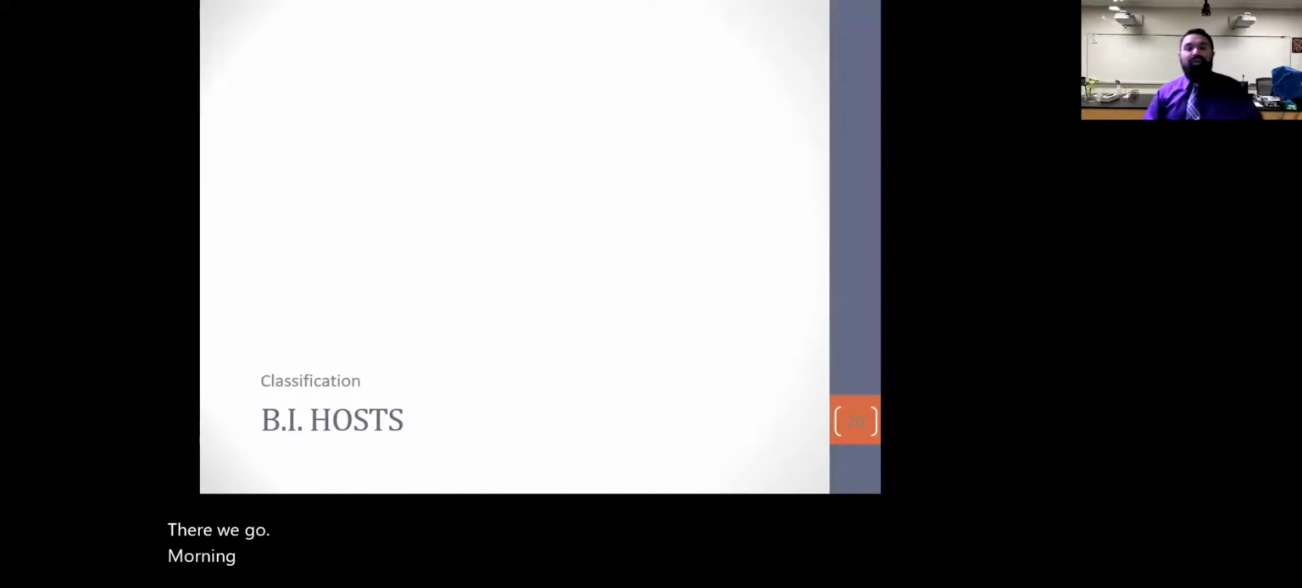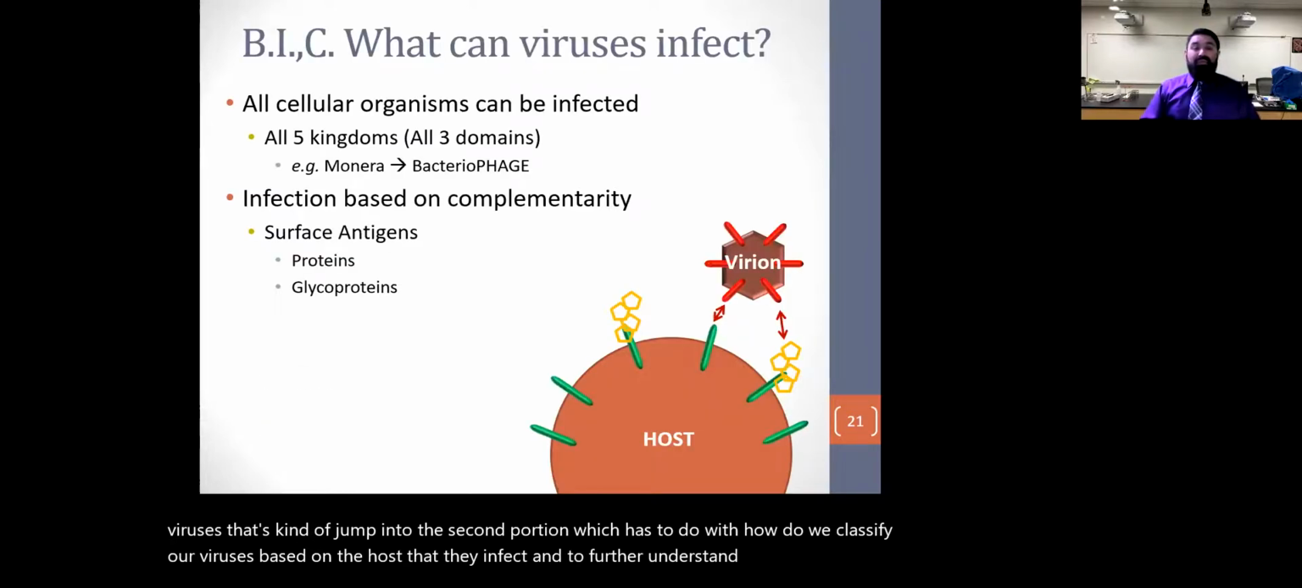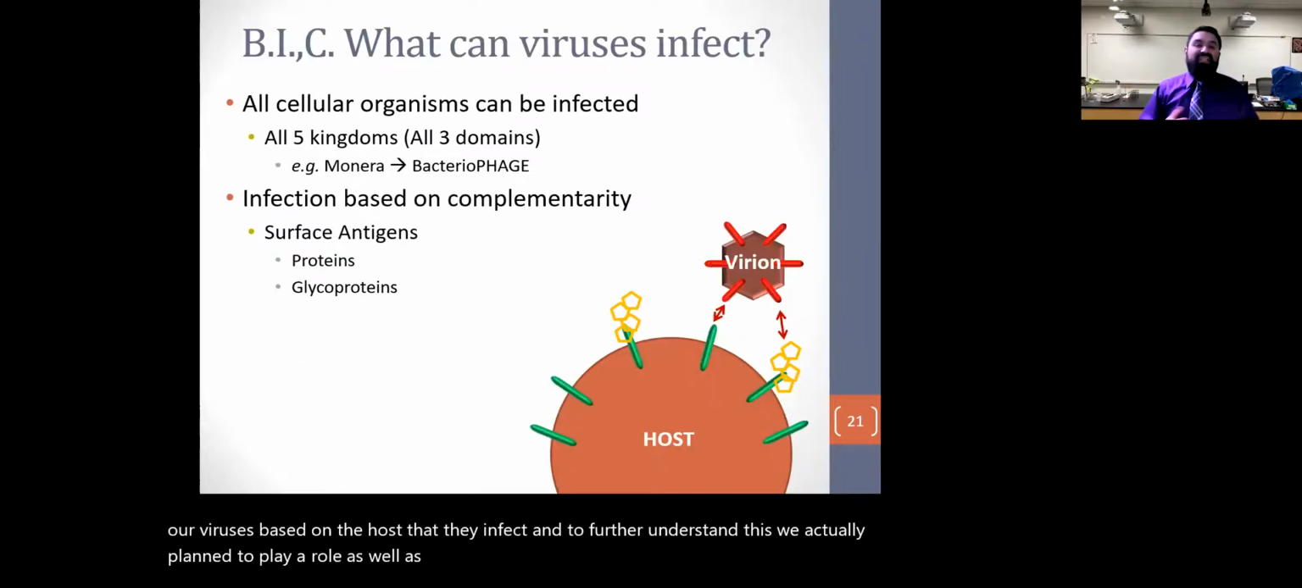Okay, so as we just finished with the first portion of our classification of viruses, let's jump into the second portion, which has to do with how we classify our viruses based on the host that they infect. And to further understand this, we actually have to ask: how do they choose? How do they get to decide which host to infect?